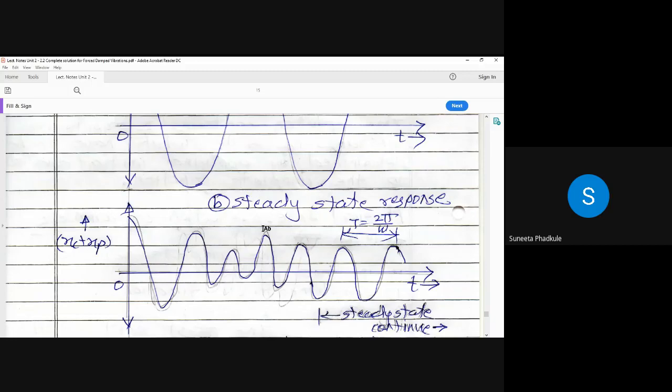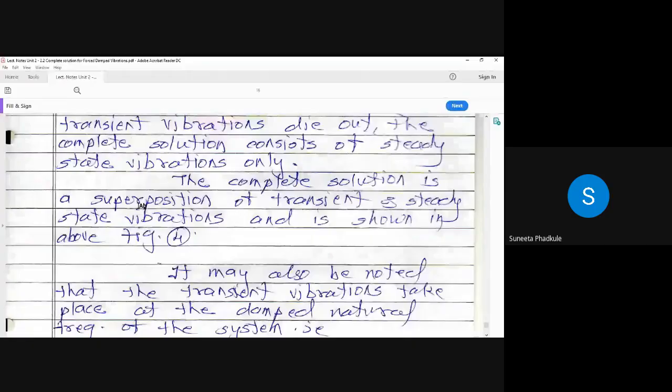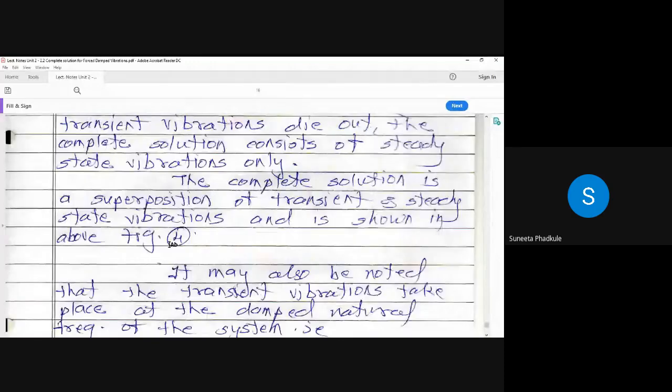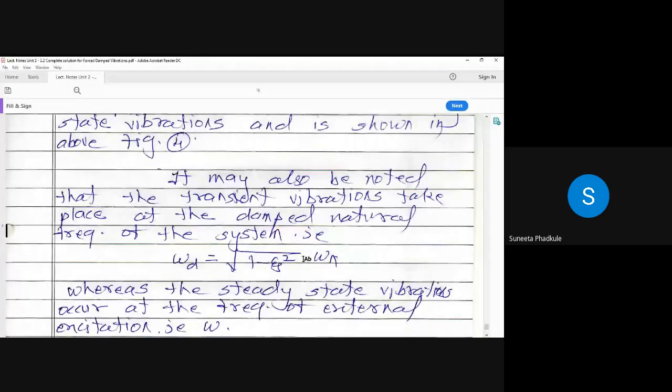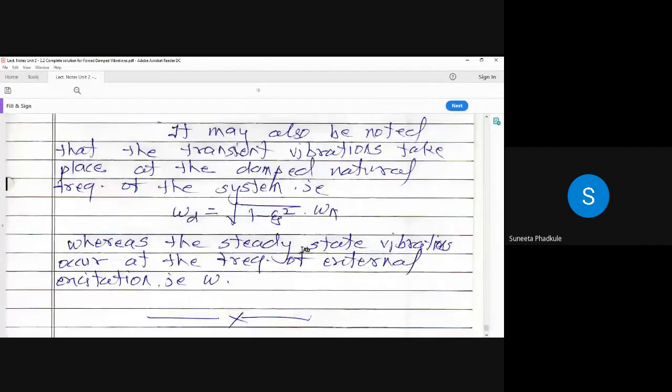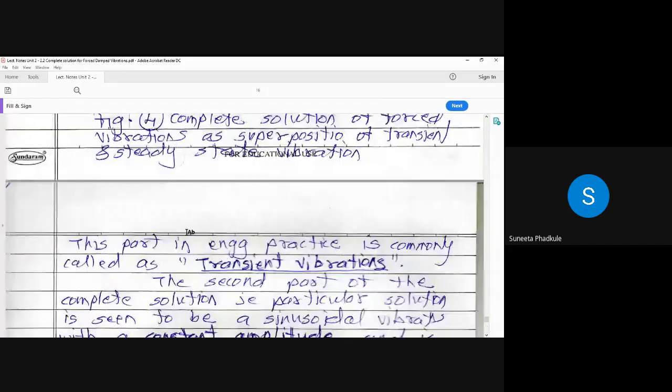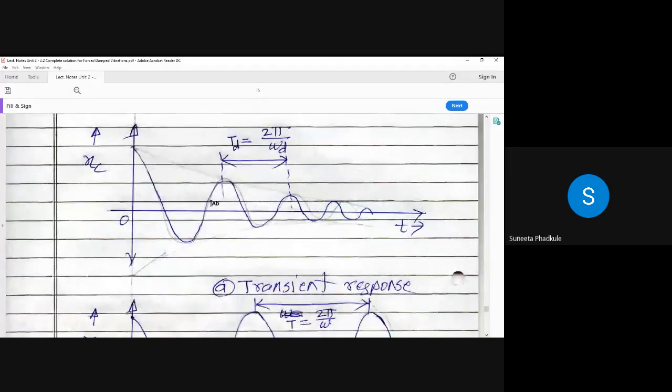Okay, so finally the complete solution is a superposition of transient and steady state vibration. Now one more thing is there, that transient vibrations take place at the damped natural frequency. Omega d, you know, omega d is equal to square root of 1 minus zeta square into omega n. Whereas steady state vibrations occur at the frequency of external excitation. Look here, what I have shown. In the transient response curve, if I want to find out the time period, it is Td is equal to 2 pi upon omega d. That is the time period of the transient response.